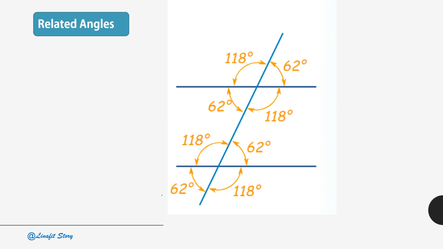So over here, as you may see, this is 118, this is also 118. This is 118, this is also 118. Or to make it easier for you to memorize, over here, this looks like the letter F. So this is 118, this is also 118. This is 62, this is also 62. Or you may also see a Z shape. This is the Z shape. So this is 62, this is also 62 degrees.